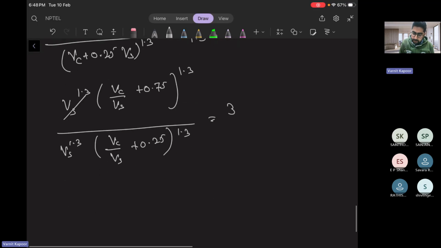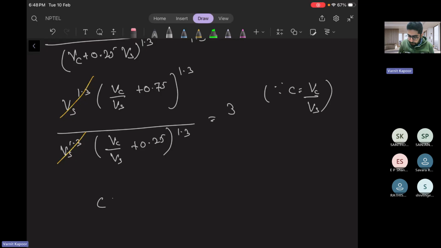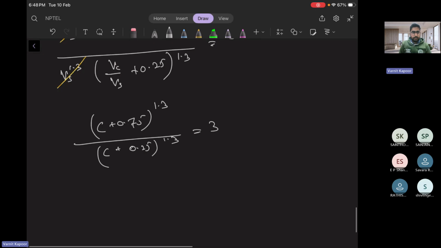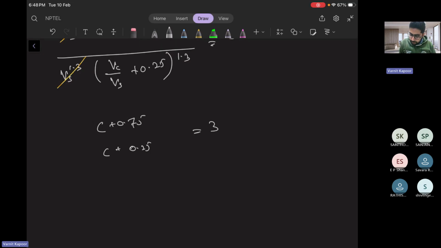So the Vs terms cancel out from numerator and denominator. Vc by Vs, we already know, is the clearance ratio C. So (C plus 0.75) to the power of 1.3 by (C plus 0.25) to the power of 1.3 is equal to 3. When you solve this, you will get your C value. Or what we can do, we can write this in a different way, with the whole to the power 1.3.